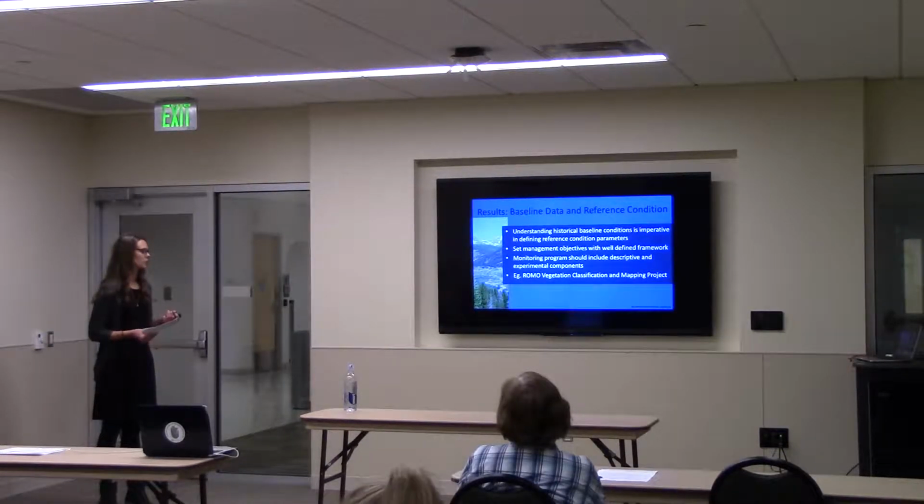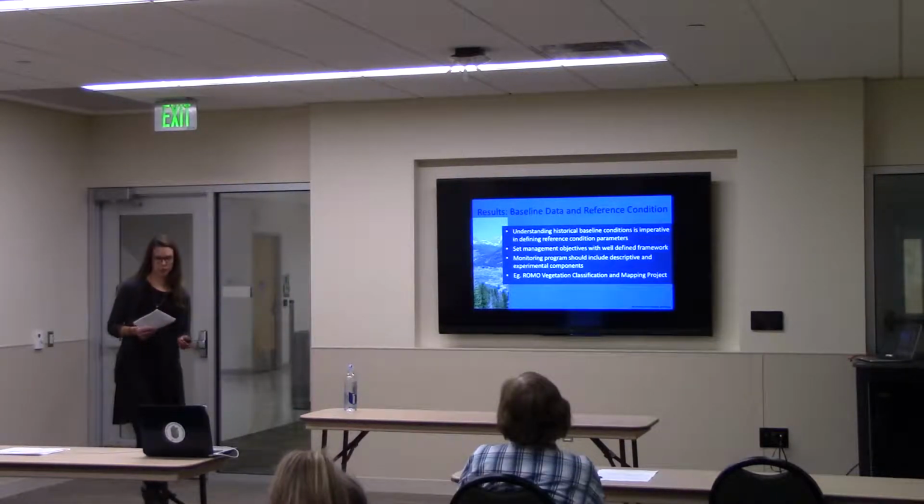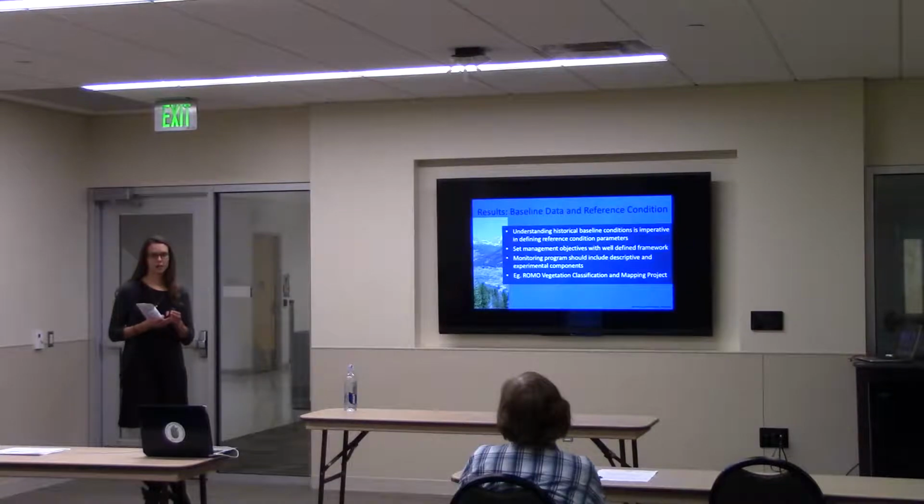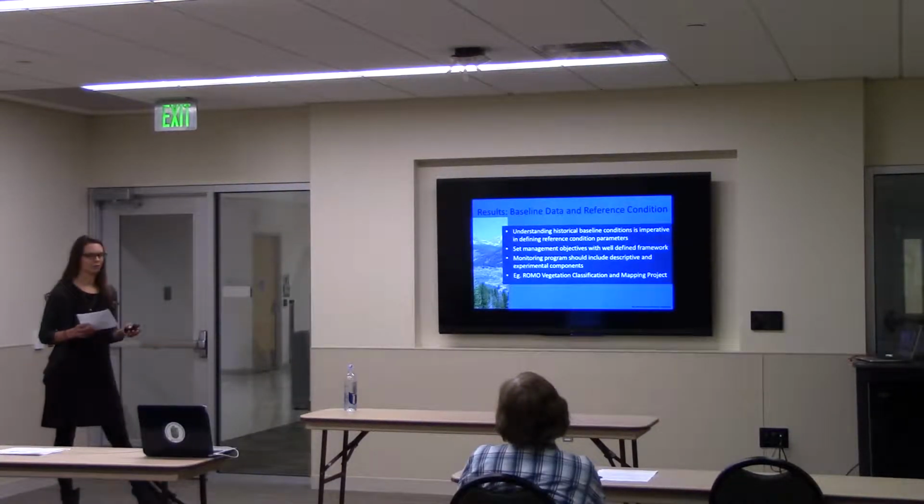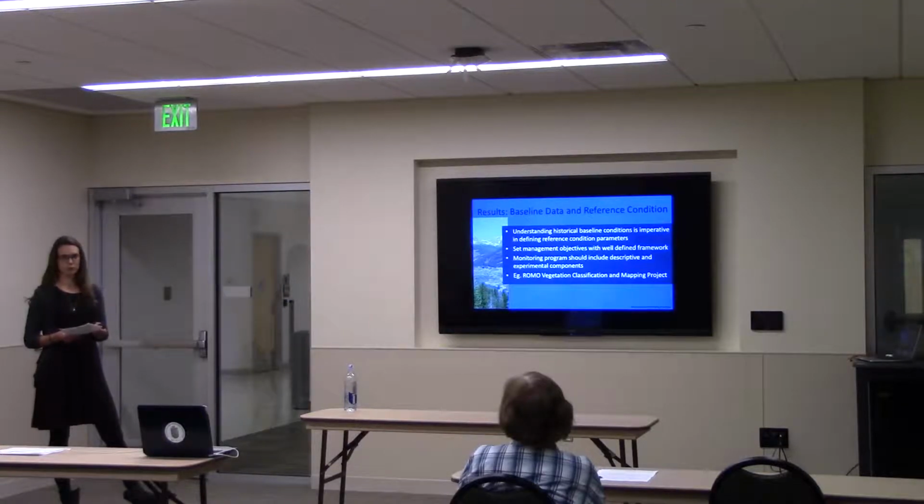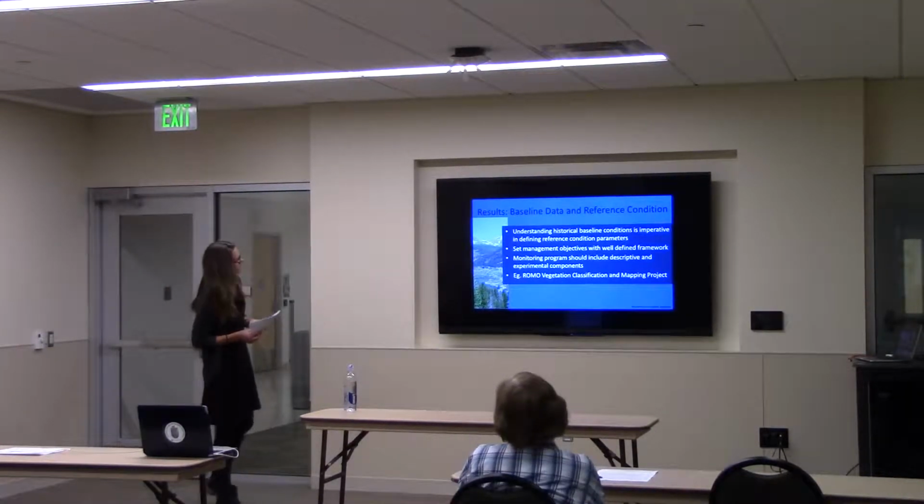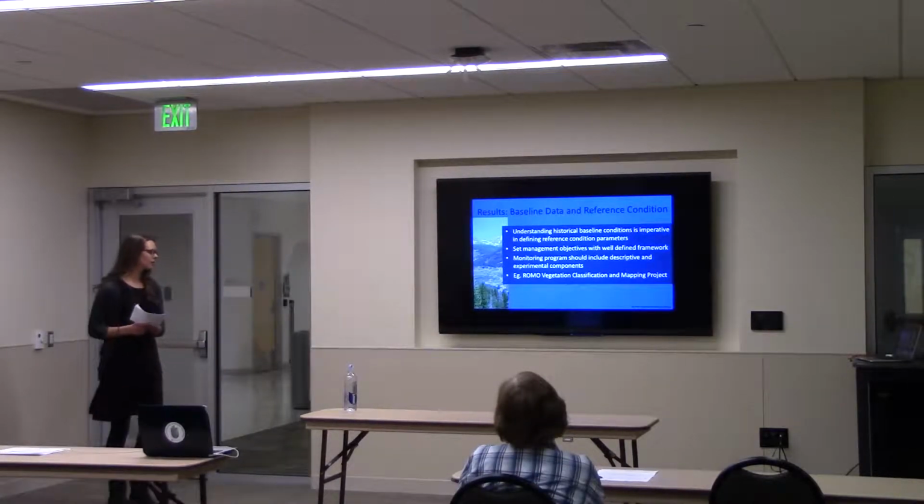So monitoring programs should include both descriptive and experimental components. Descriptive being that really specific natural ecosystem state, including natural fluctuations that would happen in the system. And then your experimental components are your management actions and just keeping track of those actions and how they're affecting your system.